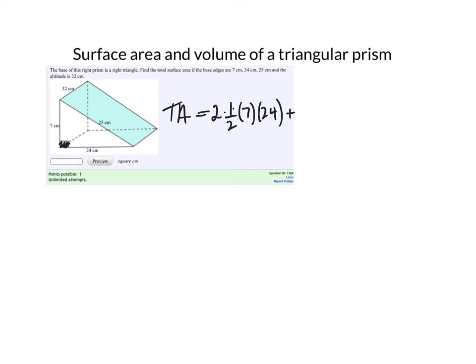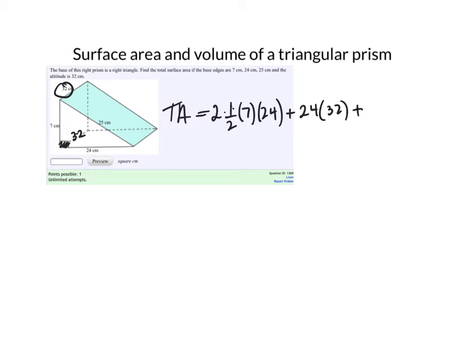And then there are 3 rectangles. There's the rectangle at the bottom, right there. And that is 24 by 32. Notice the 32 is up here, but that would also be 32 there.